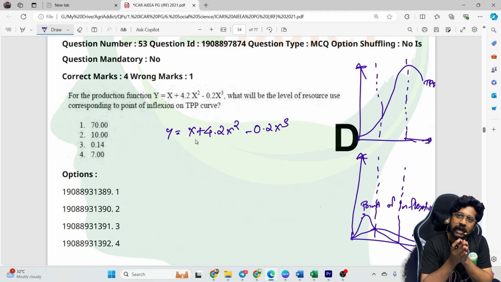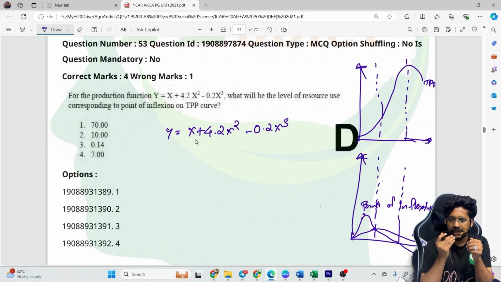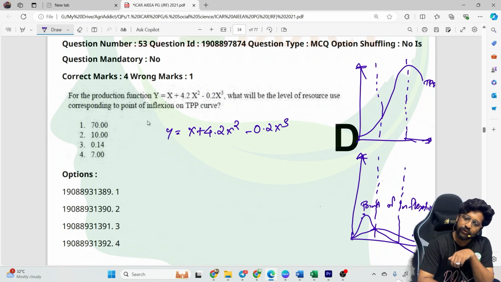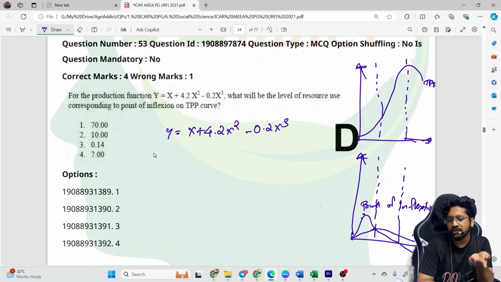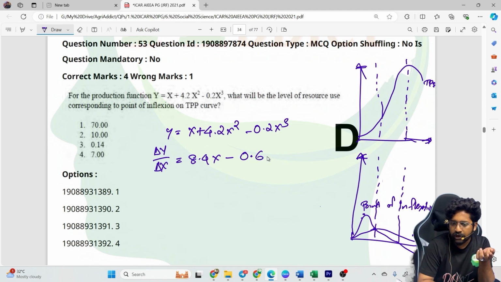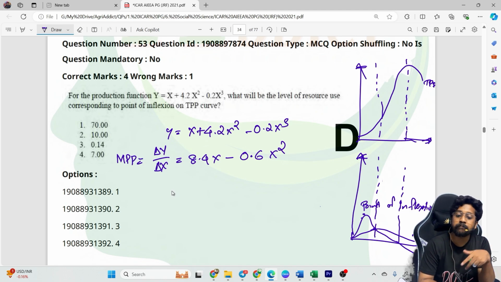If a function has to be maximum, the derivative of the function should be equal to 0. That is actually a rule, right? So for a function to be maximum, the derivative of the function should be equal to 0. Here the MPP is maximum, so first we can find the MPP. So y is equal to x plus 4.2 x square minus 0.2 x cube. In order to find the MPP, we just take the derivative of y with respect to x. So delta y divided by delta x, the derivative is 2 into 4.2, 8.4 x minus 0.6 x square, right? So this is the MPP, and we know that at the point of inflection, MPP is maximum.